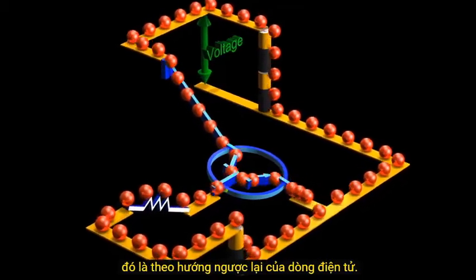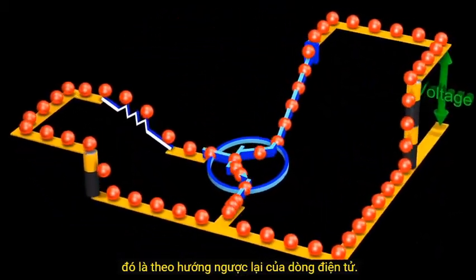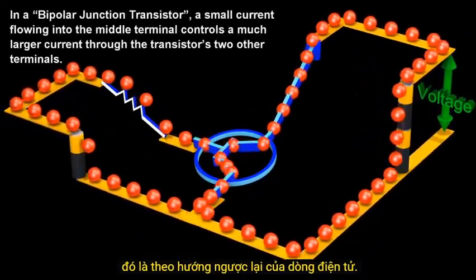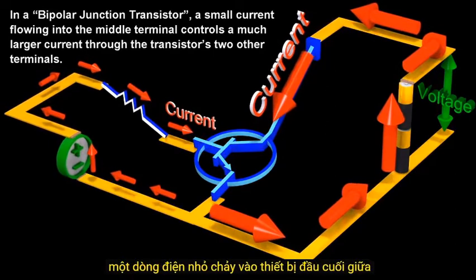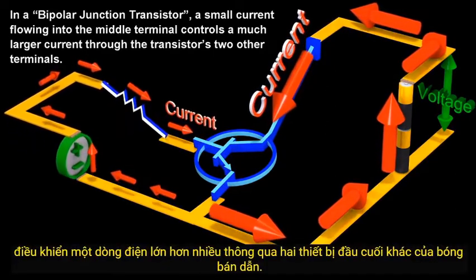the opposite direction of electron current. In a bipolar junction transistor, a small current flowing into the middle terminal controls a much larger current through the transistor's two other terminals.